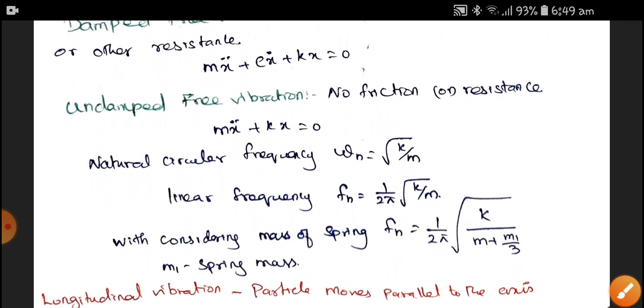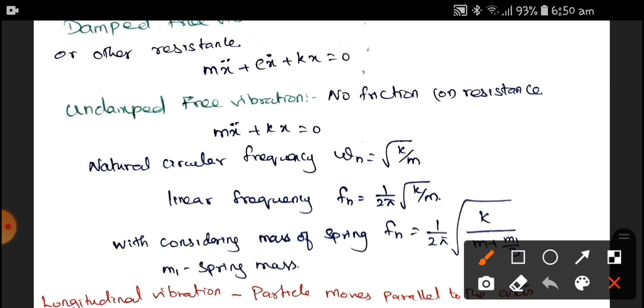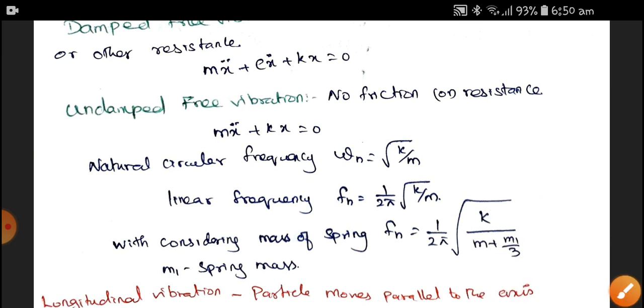With the undamped vibration, we go further. The natural circular frequency omega n is equal to root of k by m, and the linear frequency f n is equal to 1 by 2 pi root of k by m. When we consider the mass of the spring as well, the linear frequency becomes f n equals 1 by 2 pi root of k divided by m plus m1 by 2. Here m represents the mass which is hanged, and m1 represents the mass of the spring.